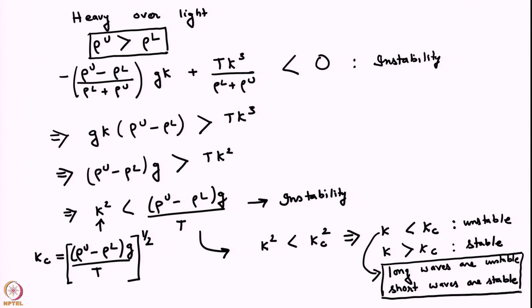This is coming from this analysis. This instability is also known as the Rayleigh-Taylor instability. We will discuss this in slightly more detail and we will try to understand why short waves are stable despite the fact that we have a heavy fluid overlying a lighter fluid. We will continue in the next lecture.